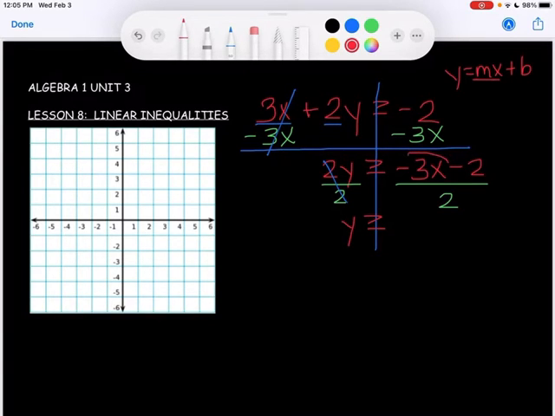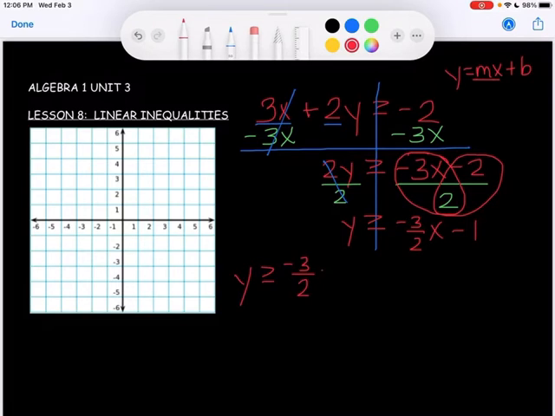With this, you need to make sure that you divide both of these by 2. So negative 3 over 2 doesn't reduce. It's just negative 3 halves. Don't forget your x. And then negative 2 over 2 is negative 1. So we end up with the inequality y is greater than or equal to negative 3 over 2 x minus 1.